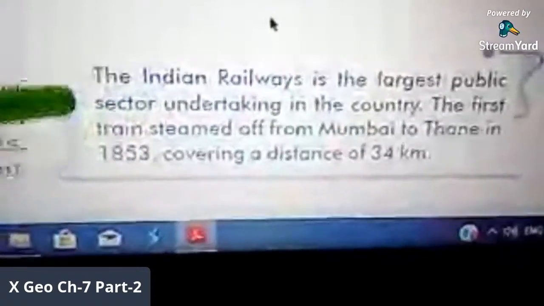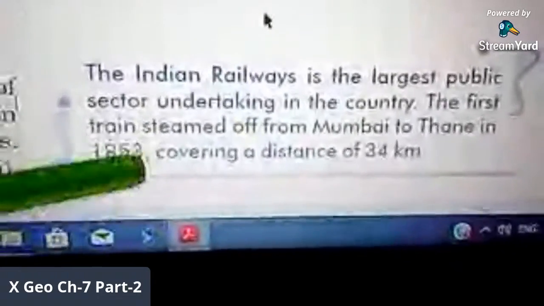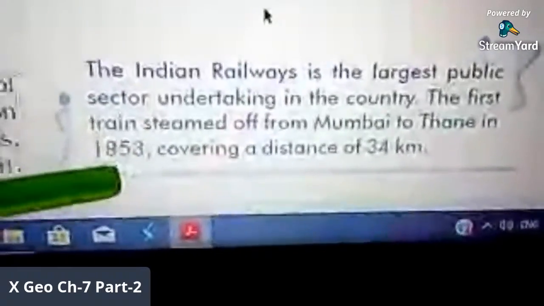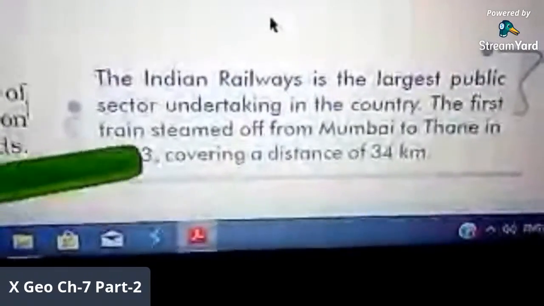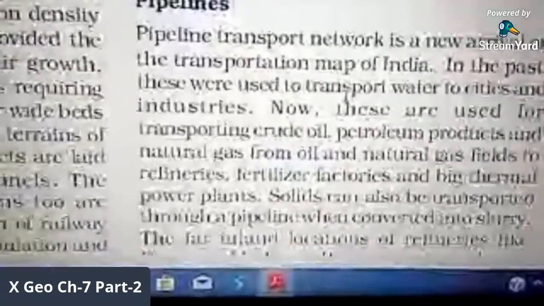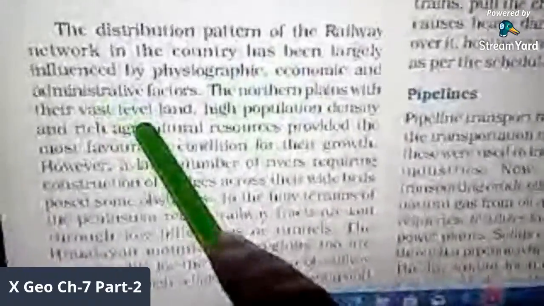These are MCQ questions. The Indian Railway is a large public sector undertaking of our country. The first train in our country ran in the year 1853 from Mumbai to Thane, which was only 34 kilometers. So, as I said, the railway network has great importance in our country. Physiographic factors, economic factors, administrative factors: all these factors mentioned here influence Indian railways.